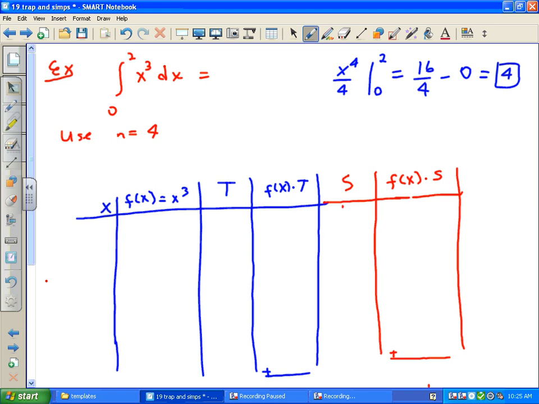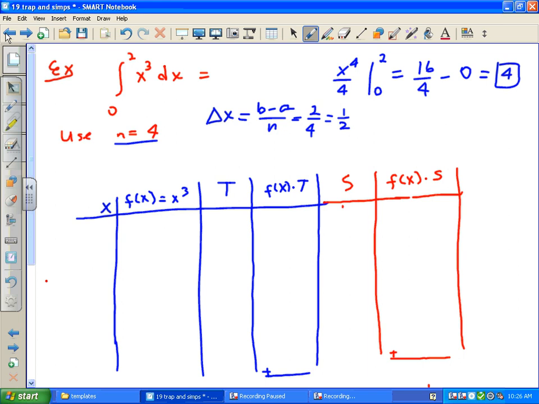First thing we do is, as always, we get what delta x is. Since the question said use n equals 4, the rule is b minus a over n. In this case, b minus a is 2, and 2 over n is going to be 1/2. So this is our delta x, 0.5. Any questions about that? What delta x is?